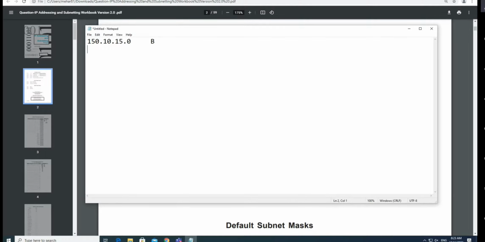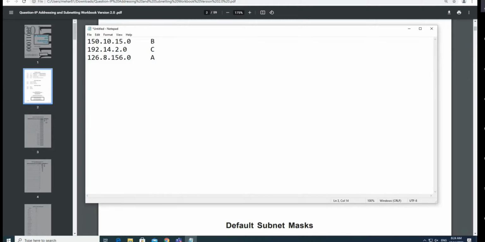Now again I will ask you about another number. Suppose here we have 192.14.2.0. Please tell me. Class C. Good. So this one belongs to class C. Now again one more number I'm going to write. Suppose we have 126.8.156.0. Please tell me which class this IP belongs to. Class A. Good.